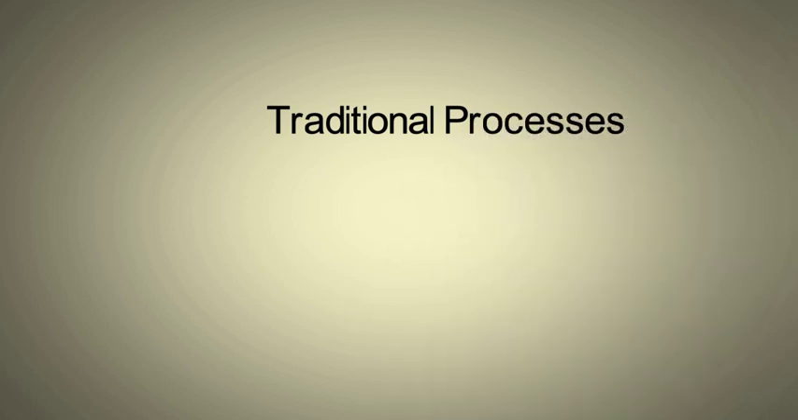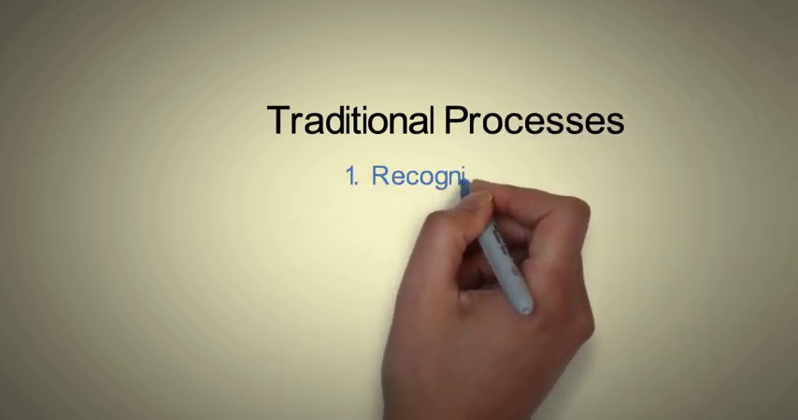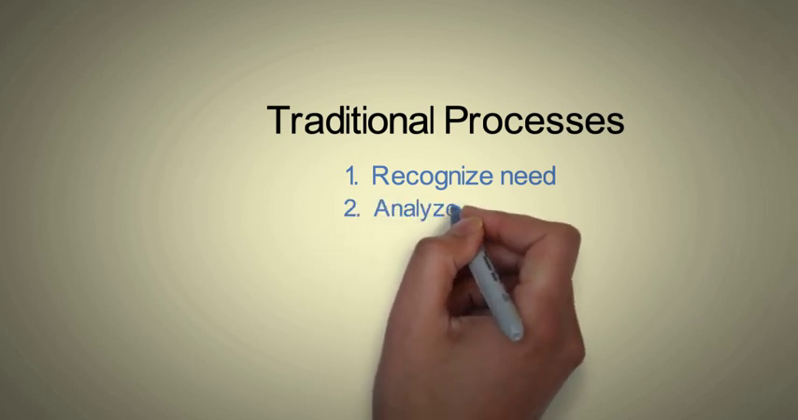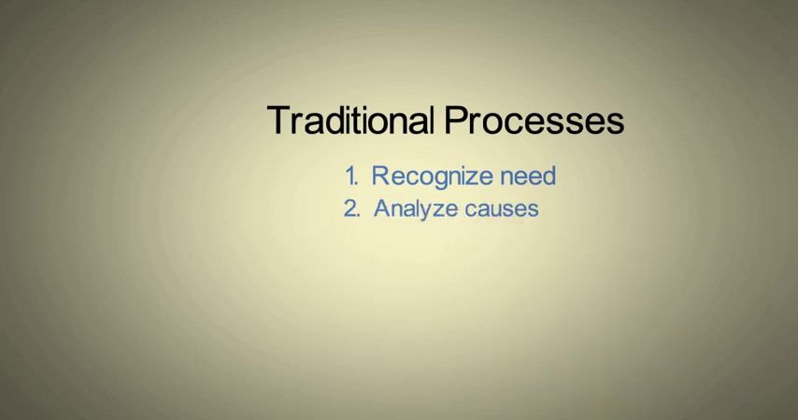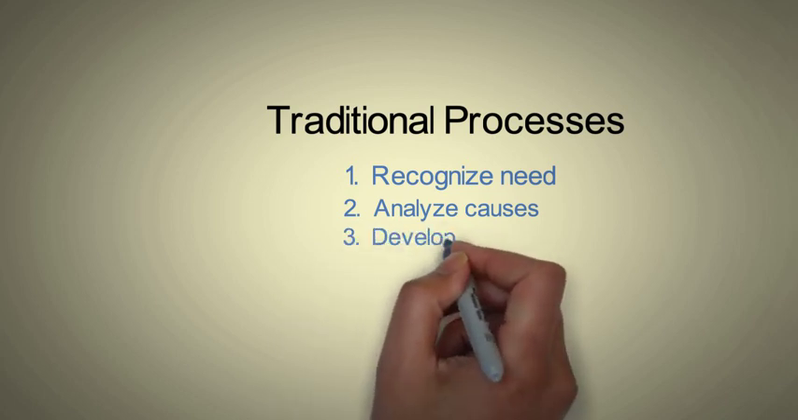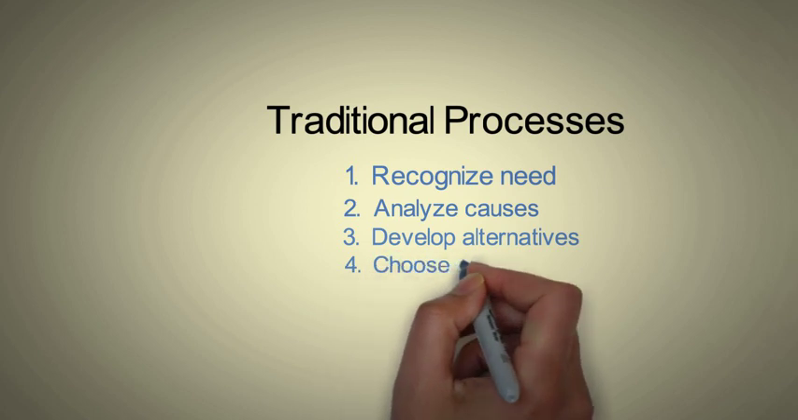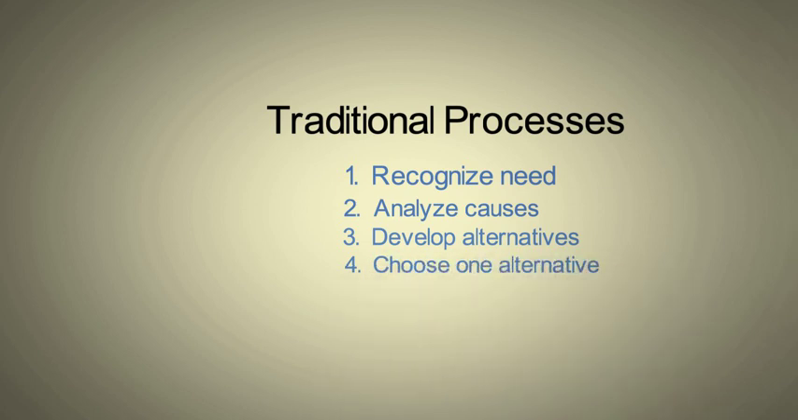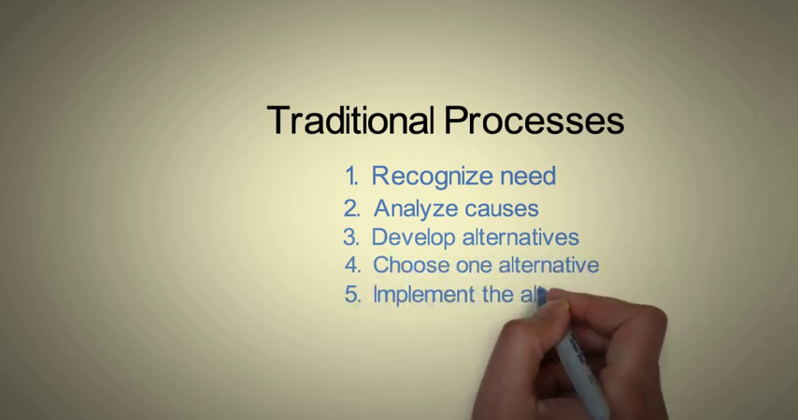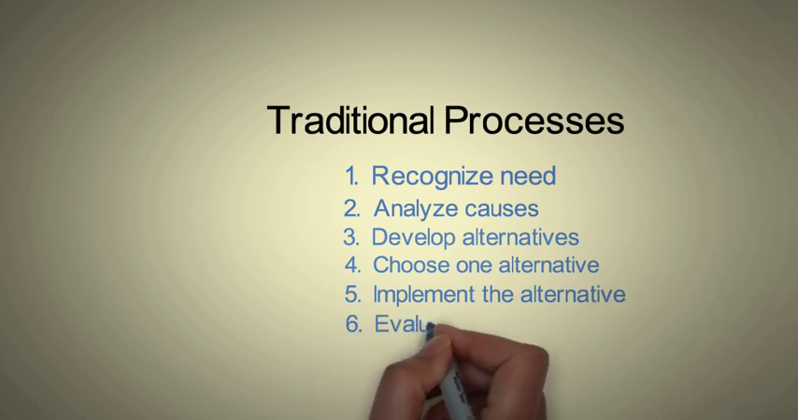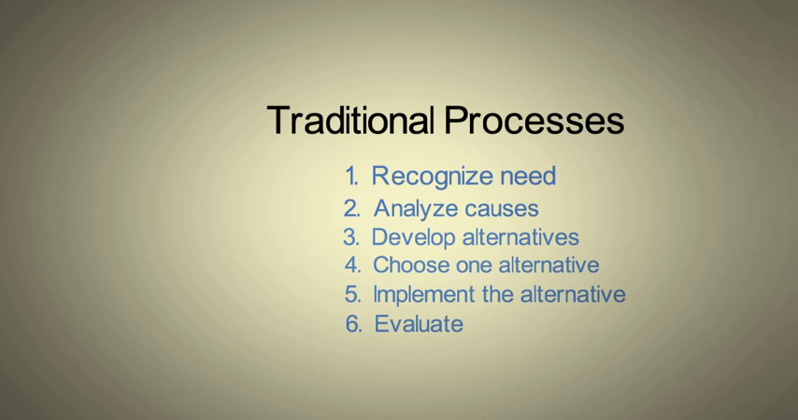Traditional decision-making processes are: number 1, recognize the need for a decision. Number 2, diagnosis and analysis of causes. Number 3, develop alternatives. Number 4, choose one alternative solution. Number 5, implement the chosen alternative. And number 6, evaluate and control.